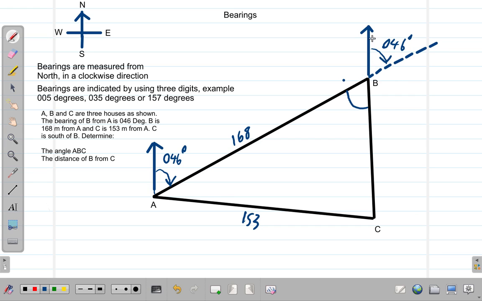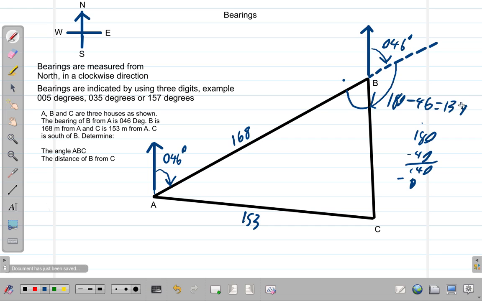Now let's see what happened. We know that C is south of B. So going from here right around is a straight line, 180 degrees. So this angle here is going to be 180 minus 46. So 180 minus 40 is 140, minus 6 is 134. So we have 134 degrees here.